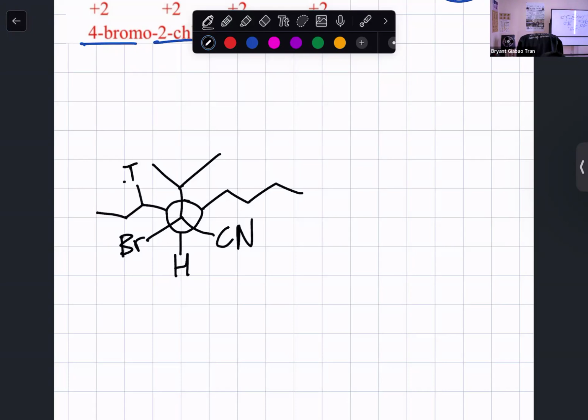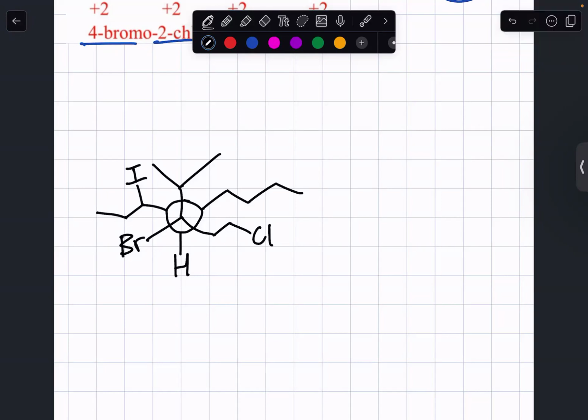Try converting this Newman projection into bond line form. Actually, let me change this so you can name it as well. Convert this Newman projection into bond line form and name the structure. Then let me know what you get. I don't know what the answer is yet. I just created this, but let me know what you get.